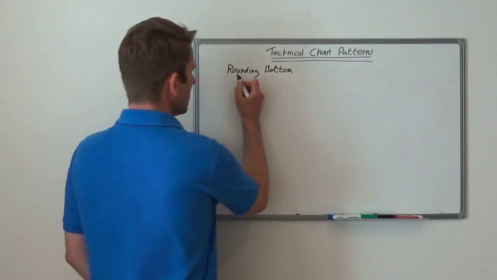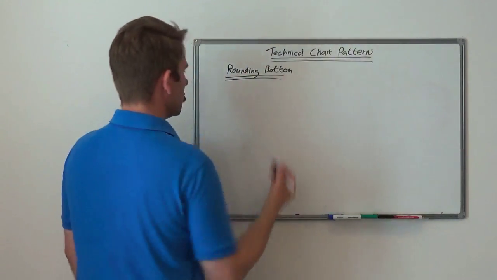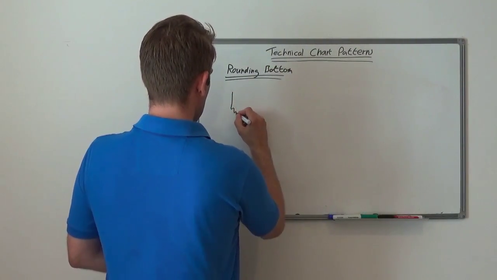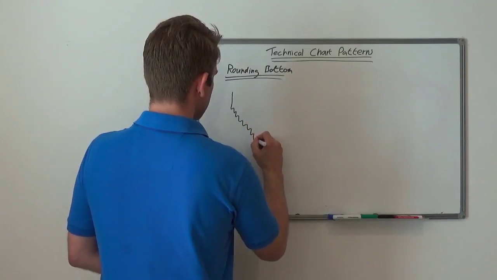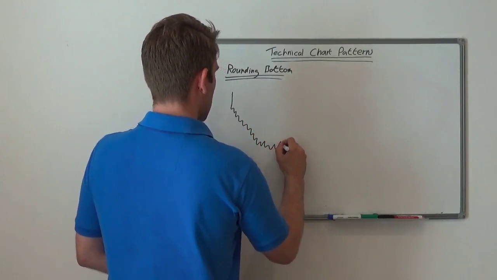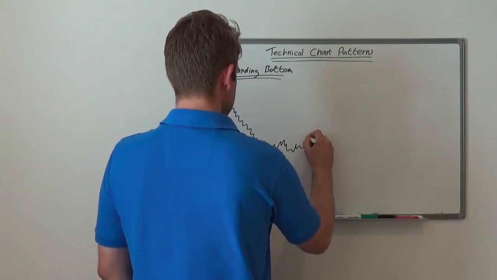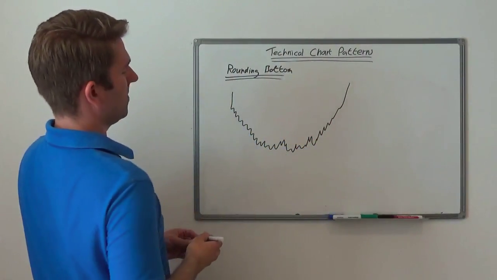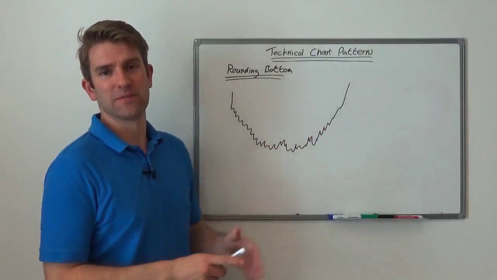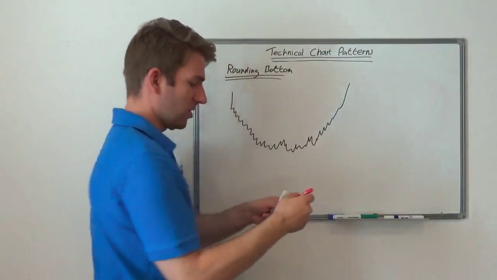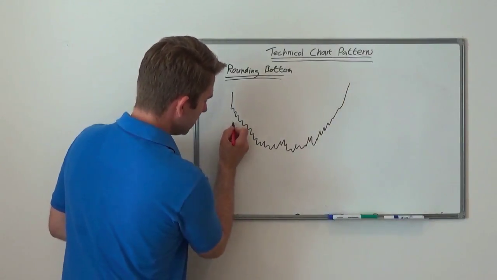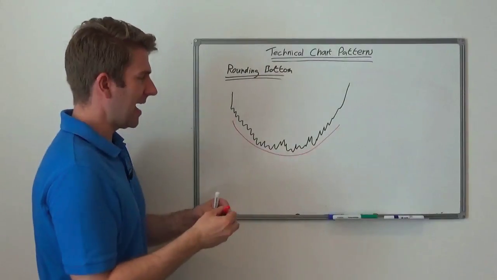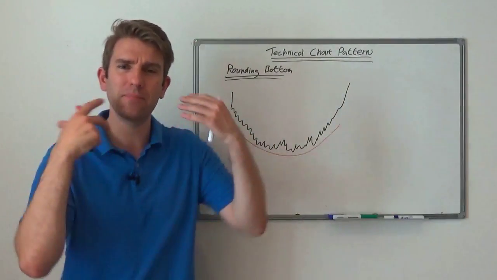So, the rounding bottom pattern. I'm going to try and draw this here. This is over weeks or months. Let me get a pen here. So this is the shape we're looking for, really. It's this U-shaped bottom.